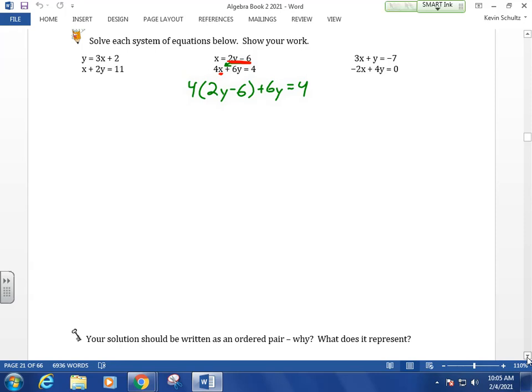So now that we're at this step, notice that we only have one equation with one variable to solve for, right? By replacing the x with the expression 2y minus 6, I now only have to solve for y. I've got parentheses, so I need to distribute. 4 times 2y is 8y. 4 times negative 6 is negative 24. And then I have my plus 6y, and all that equals 4.